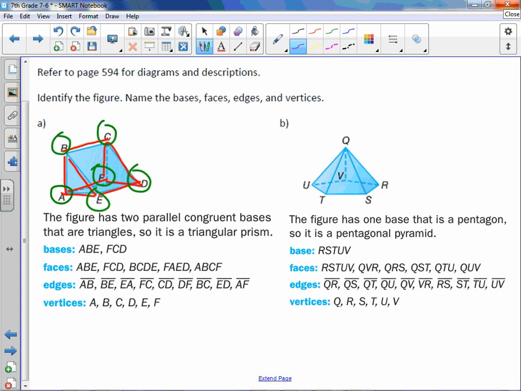Your base is the pentagon, which is RSTUV, which is also one of your faces. And then you have QVR as a face, and then we have QRS as a face, and then QST, QTU, and QUV are your faces.